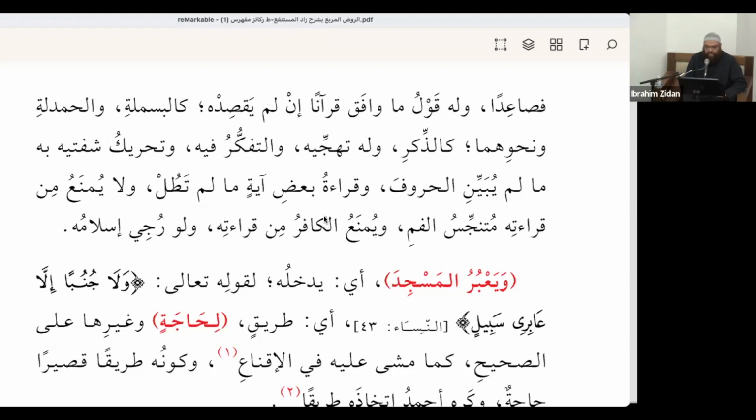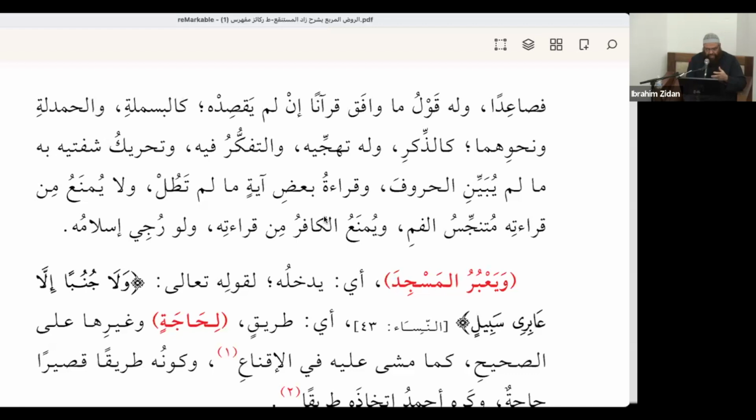كالذكر, and he would say this as dhikr. He's not saying it to recite Quran or part of a Quran, because al-basmala is one verse of the Quran, as mentioned in Surah Al-Fatiha, and a part of a verse in Surah Al-Naml. But here, as long as he's not saying it as Quran, like the dhikr. وله تهجي. وله, so وله means what? It's for him, that means it's permissible.